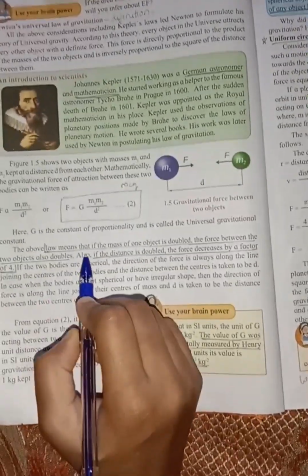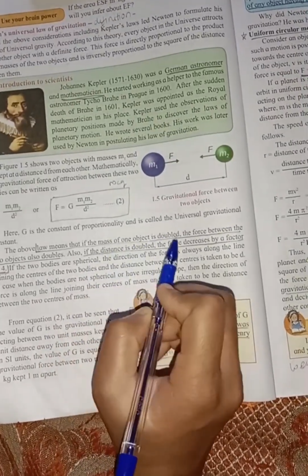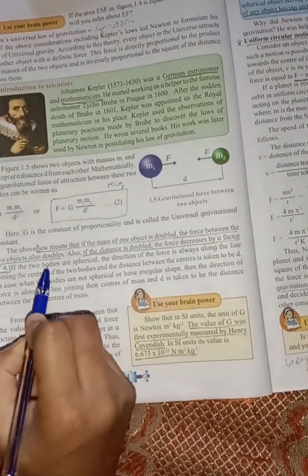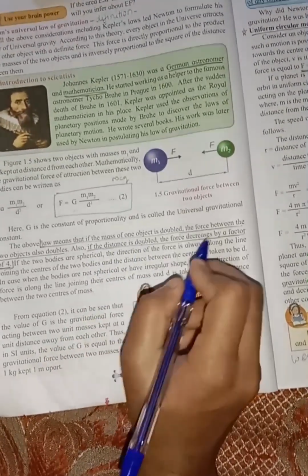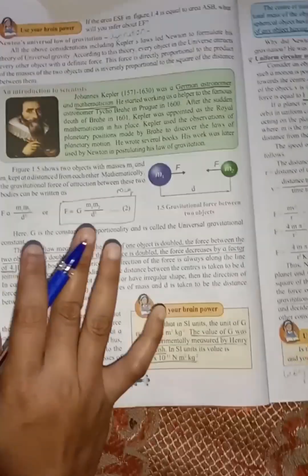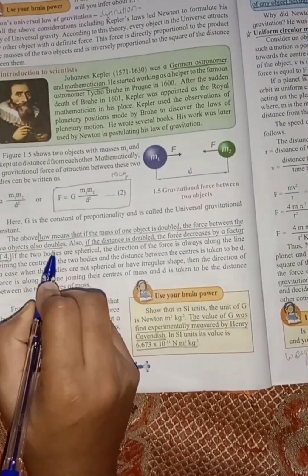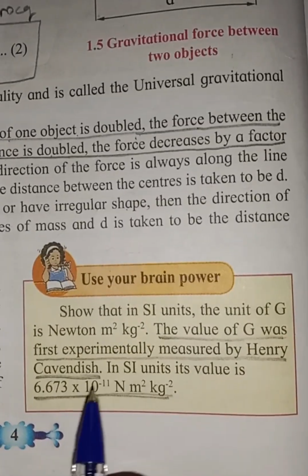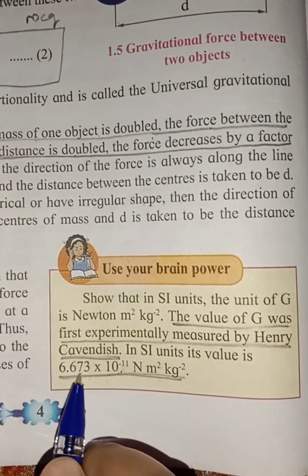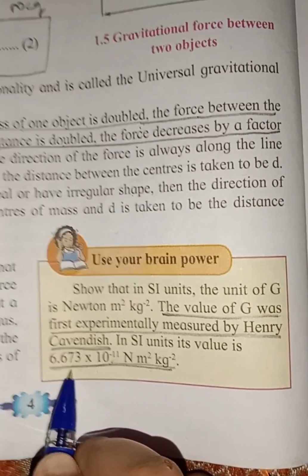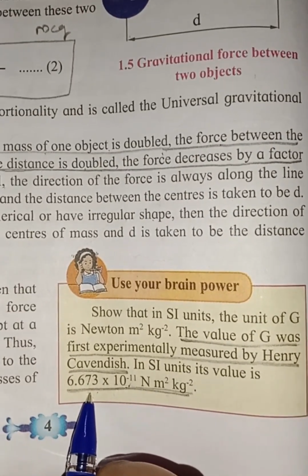The line which I have underlined here means that if the mass of one object is doubled, the force between the two objects also doubles. And the second is if the distance is doubled, the force decreases by a factor of 4. This is important and it comes for MCQs, so please keep it in mind. And this box is much more important, and in this box the important thing is this number, the SI unit of G, that is 6.67 into 10 raised to minus 11 N m square per kg square.